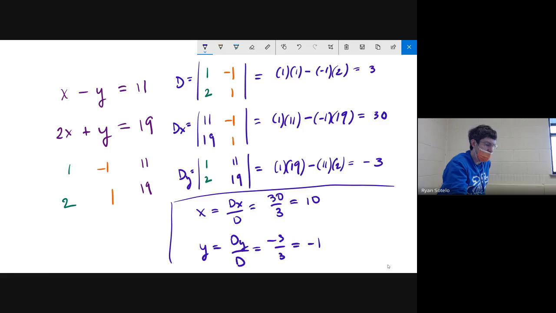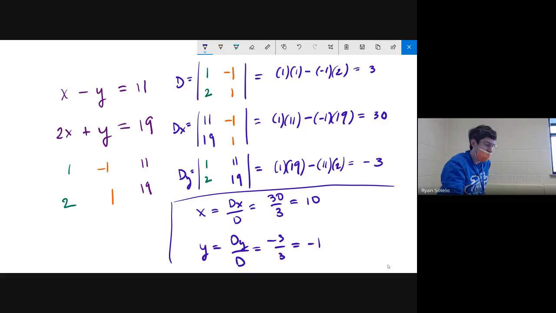Then to find the answer to x, you just find the determinant of the one where you swapped out the x values. That comes out to be 30. And you divide that by this determinant, which is 3. So x would just be 30 over 3, or 10.